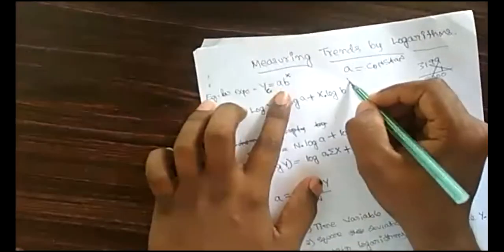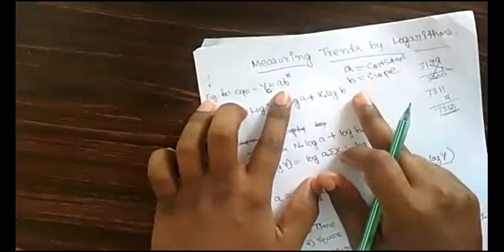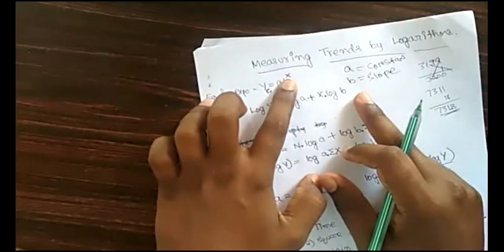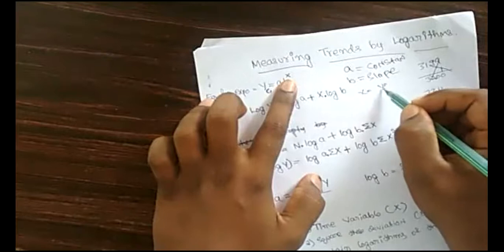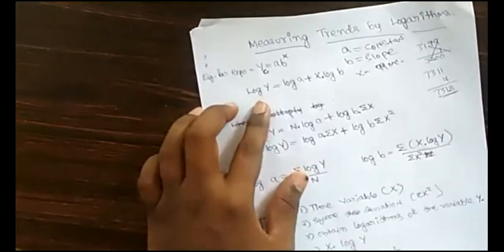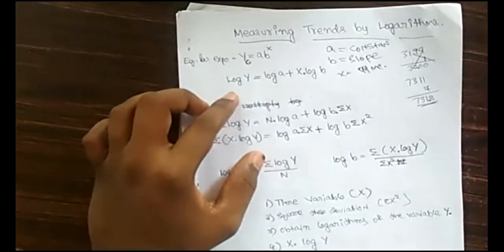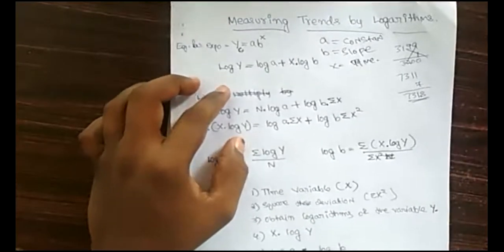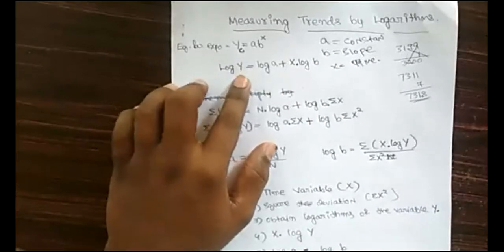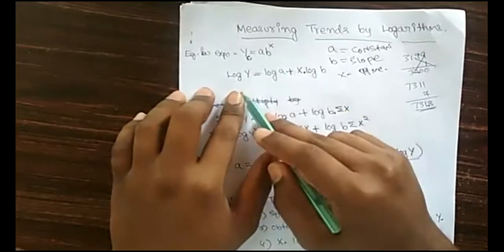V is again the slope, and X is the time variable. So this is similar to the least square method. If you look at the equation, it is similar to the least square method, but the only difference is we calculate the log for the actual values, the log for y. So if you transform this equation into log, what do you get?